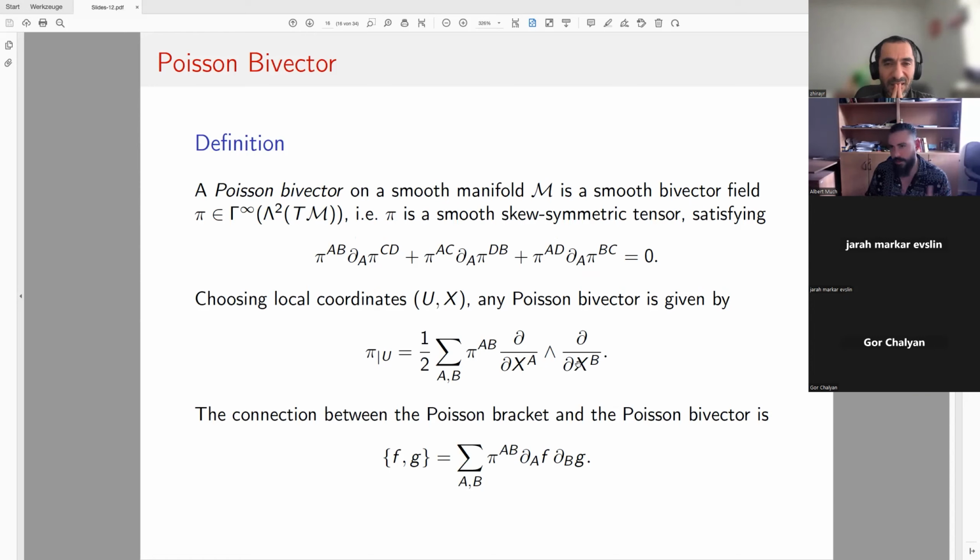I will need one more ingredient before I define this deformation: a Poisson bivector. For those of you who are familiar, this is pretty straightforward. A Poisson bivector on a smooth manifold is a smooth skew-symmetric bivector field that satisfies this equation, which comes from the Jacobi identity. The Poisson bracket and the Poisson bivector are connected in this way. The Poisson bracket fulfills the Jacobi identity: the bracket of f, the bracket of g and h, plus cyclic, is equal to 0. Then you get this out.